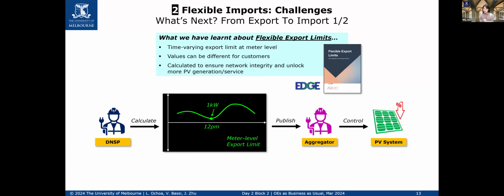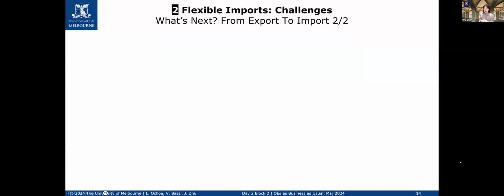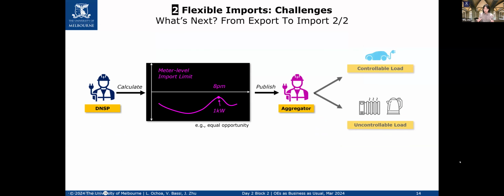So the key message here is, since a flexible export limit has already been implemented in the industry, of course it's practical and can also be effective. Then we start to think, can we also apply these meter level limits on the imports? Click, please. Yes, so let's have a look at what will happen if we apply these meter level limits on the imports. Next slide, please. This slide is one of the most important slides for my talk today, so I wanted to bring your attention here.